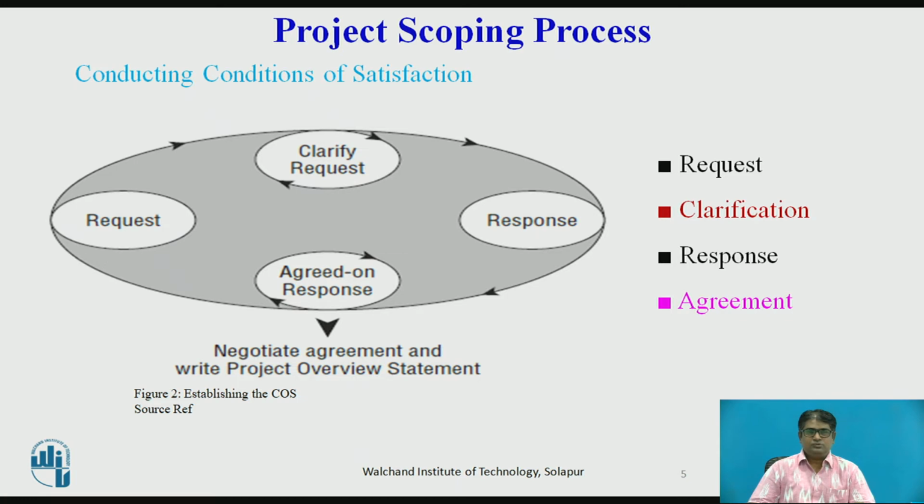Here you can see the process of developing the COS involves four parts: the request, clarification, response, and agreement. Request is made by a client. Clarification: the provider explains what he or she heard as the request. This conversation continues until the client is satisfied that the provider clearly understands the request. Both parties have now established a clear understanding of the request in the language of the requester.